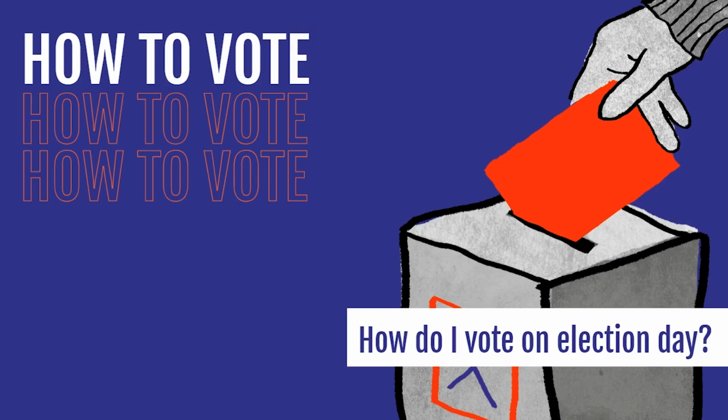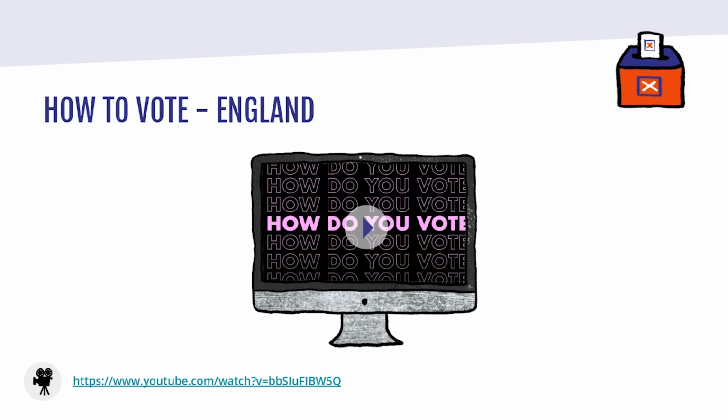Hello and welcome to session 7, How to Vote. In this session, we'll be exploring how you vote on election day. Remember, the general election is on Thursday the 4th of July, not long now. Here's a quick video on how to vote in England before we get into more detail.